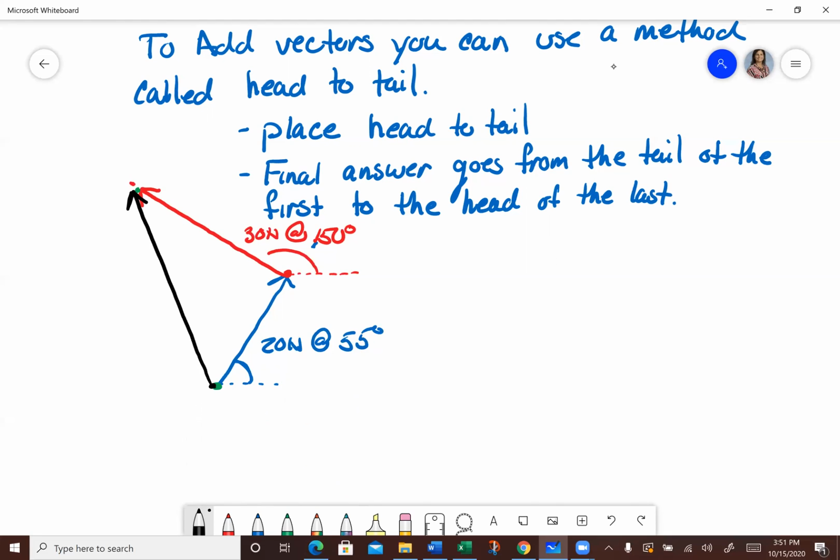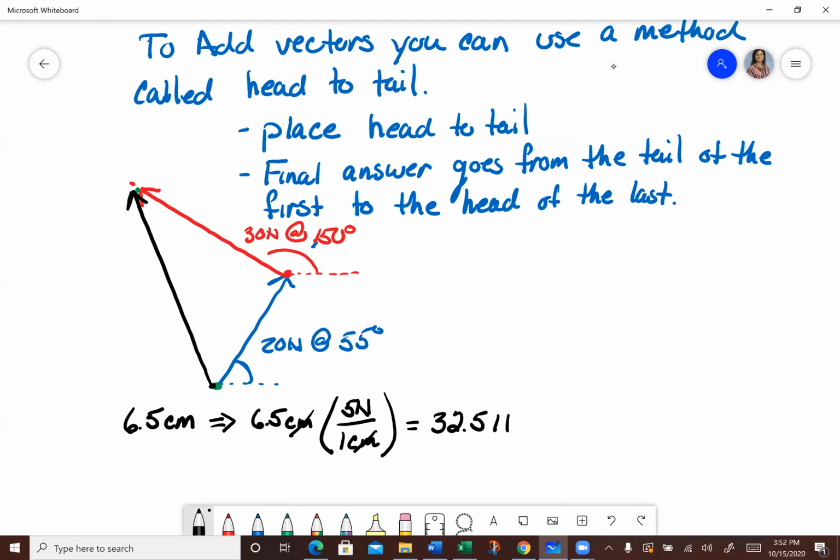To get that, I'm going to measure its length. So I measure its length to be 6.5 centimeters. And if you remember, we let every centimeter be 5 newtons. So that 6.5 centimeters, 5 newtons for every centimeter. Centimeters cancel. 6.5 times 5 is 32.5, I think, right? 32.5 newtons, but I also need a direction to go with it.